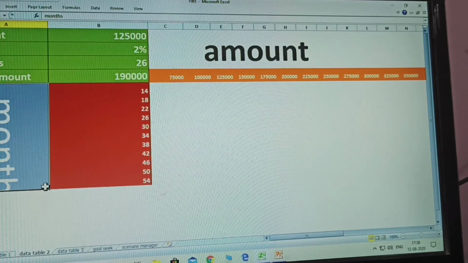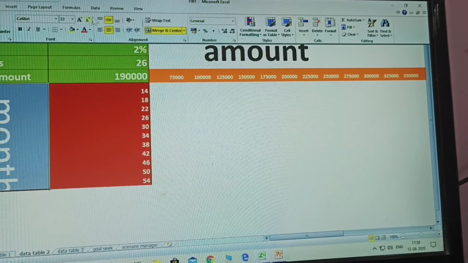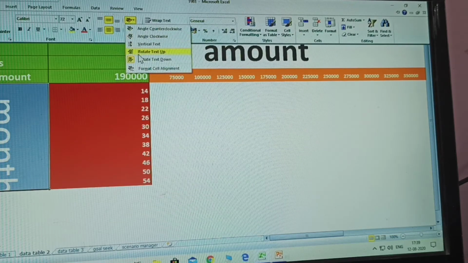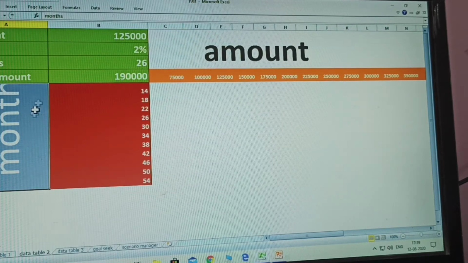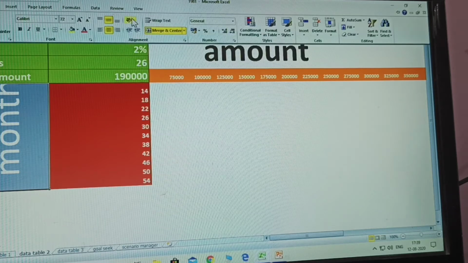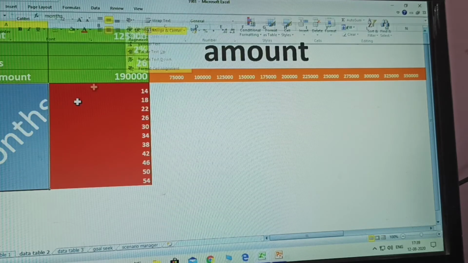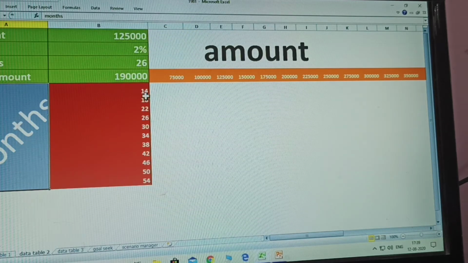Next, this one is the months. How do we do it? In Home, orientation, rotation up or down, and center, anyone. Angle, what is that? Angle. This is all months. These are all the months, and these are all the amounts. Here, different amounts are taken by different persons, and different months are paid by different persons.